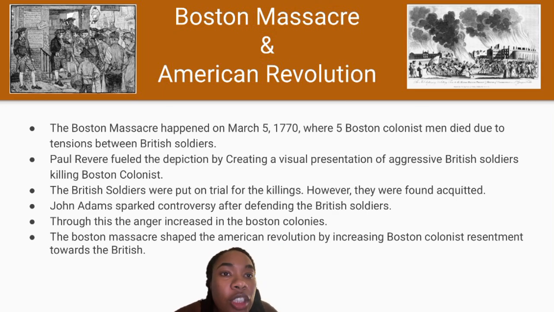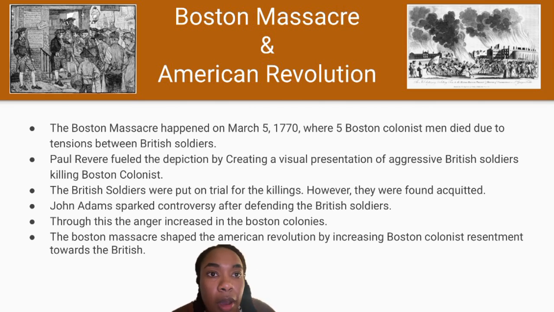So the Boston Massacre happened on March 5, 1770, where five Boston colonist men died amid tensions with British soldiers. Paul Revere fueled the depiction by creating a visual presentation of aggressive Britons killing Boston colonists. The British soldiers were put on trial for the killings, however they were acquitted. John Adams sparked controversy after defending the British soldiers, and through this, the anger increased in the Boston colonies. The Boston Massacre shaped the American Revolution by increasing Boston colonists' resentment towards the British.